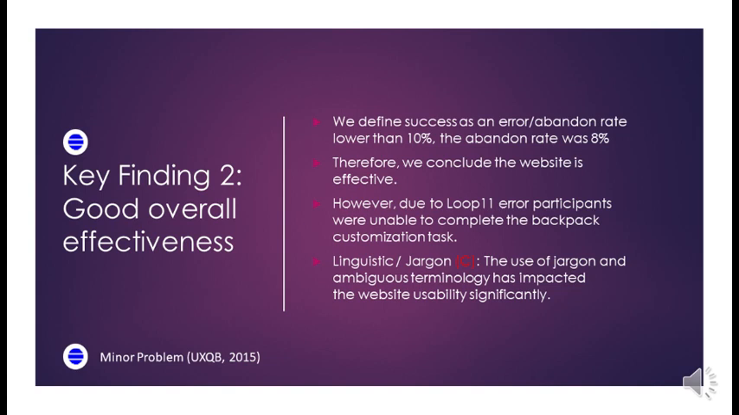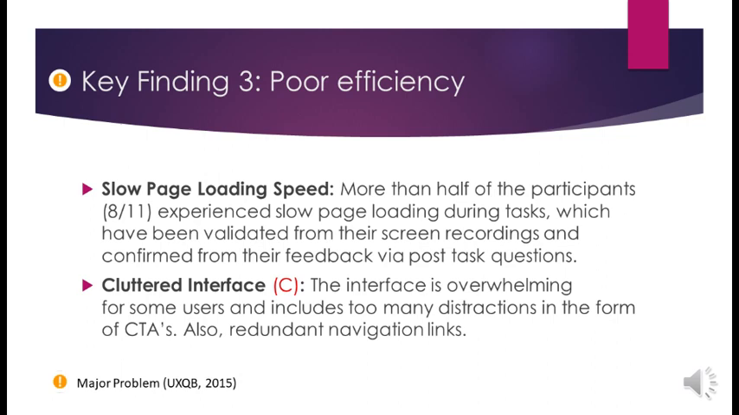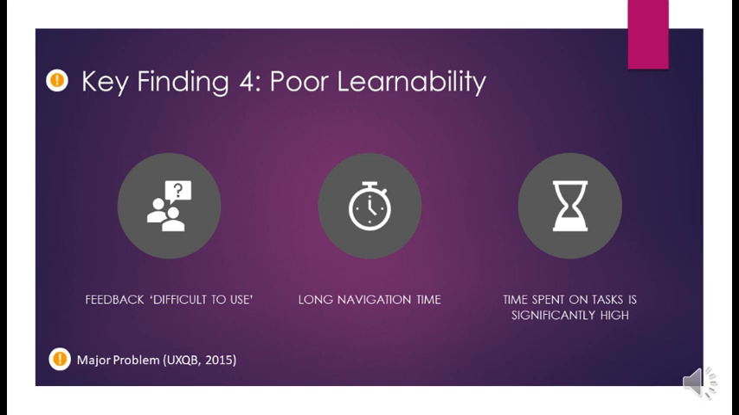The final point is from the Chalkmark usability study, which is the linguistic and the jargon. The use of jargon and ambiguous terminology has impacted the website's usability to some extent. Key finding 3: Poor efficiency. Due to slow page loading speed, which was experienced by many of the users, and a cluttered interface, which was identified in the Chalkmark usability test, the overall efficiency has been marked as poor and is a major problem for the interface.